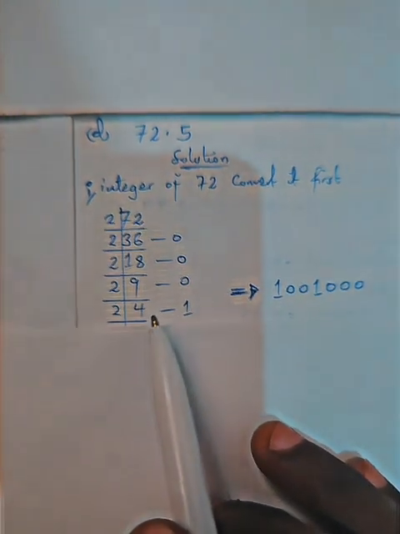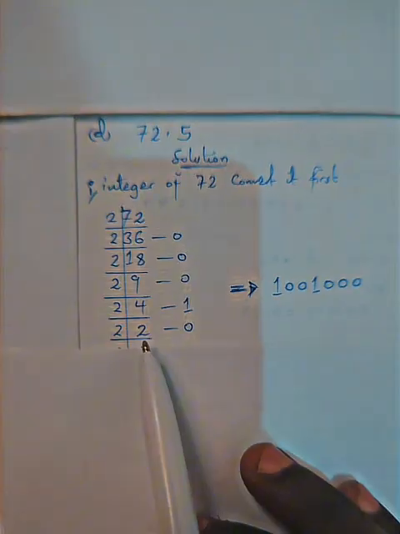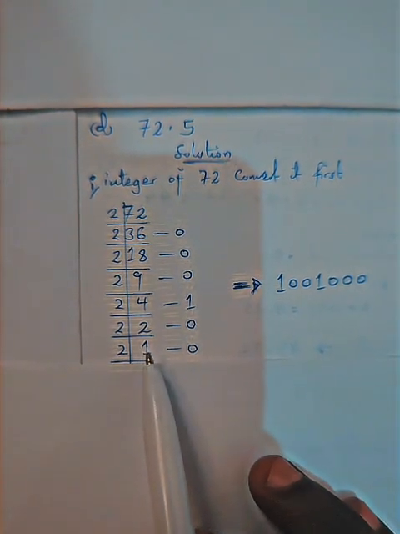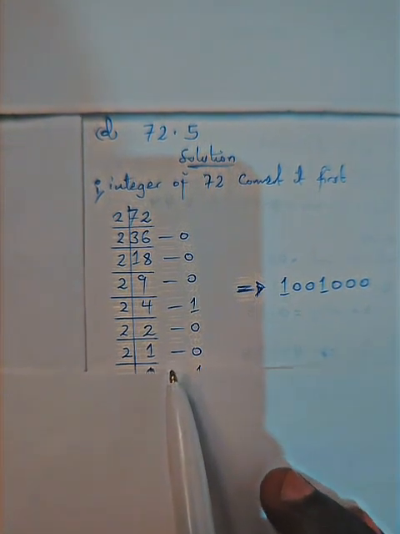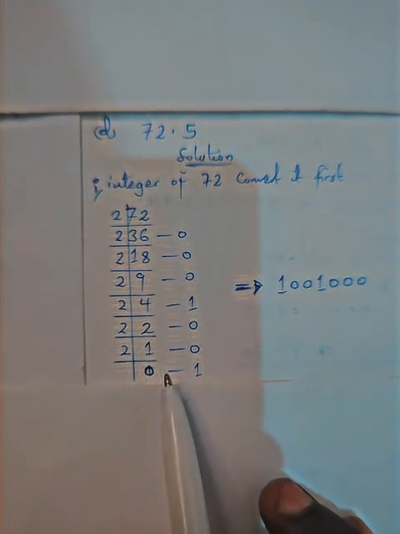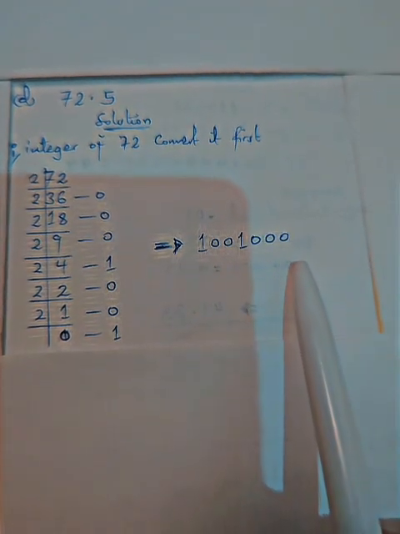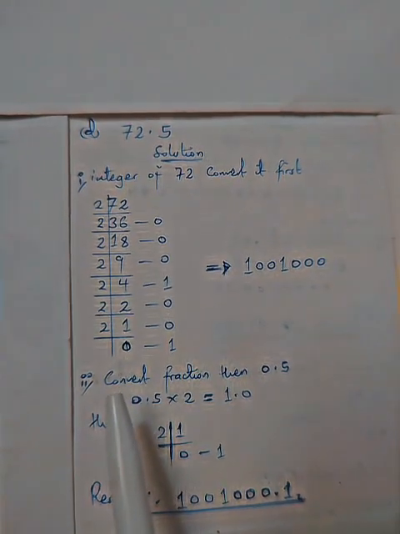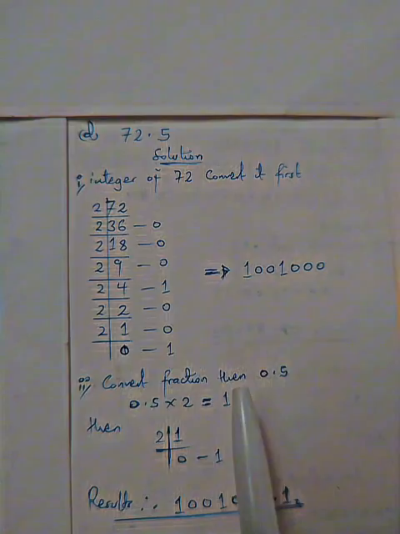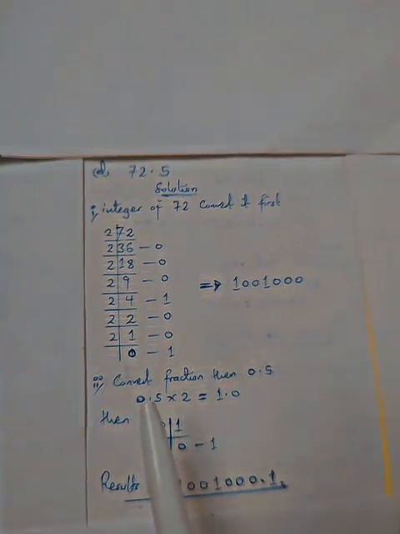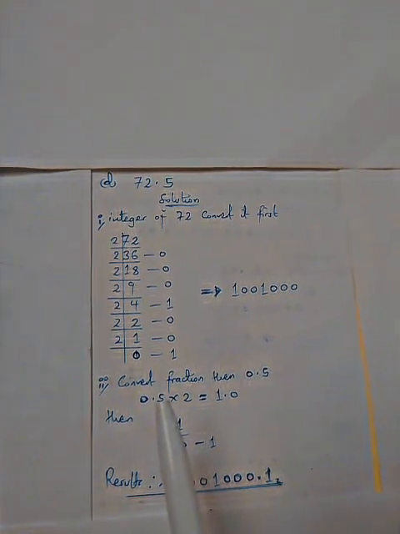9 divided by 2 we get 4.5. Remainder is 1. 4 divided by 2 we get 2. Remainder is 0. 2 divided by 2 we get 1. Remainder is 0. 1 divided by 2 we get 0.5. Remainder is 1. Therefore, the answer for 72 is 1001000. Second, we convert the fraction, which is 0.5, where the conversion uses multiplication instead of division.